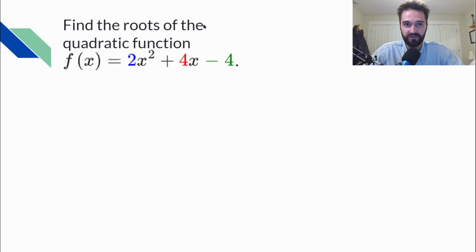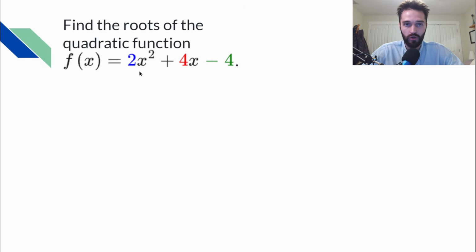Here we're asked to find the roots of the quadratic function f of x equals 2x squared plus 4x minus 4. Okay, remember the roots are the x-intercepts, right? They're also called the zeros of the function. So what we can do is we can set f of x equal to 0 and then use the quadratic formula, right? That's my recommendation when a is not equal to 1, right? Here it's some number other than 1. So the quadratic formula is a good choice. It's super straightforward and it always works.